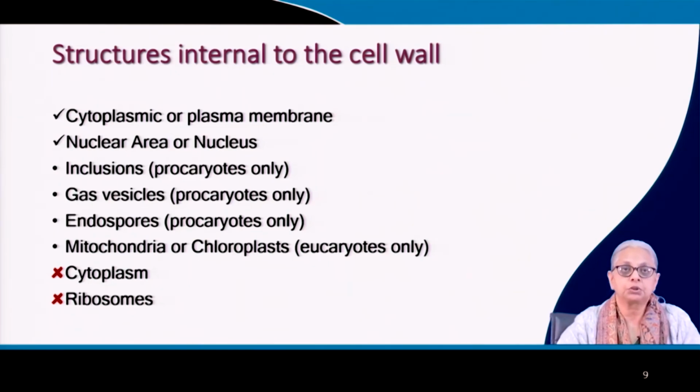Right, so having seen the sizes and shapes of the different types of prokaryotic cells, we now come to another issue, and that is the structures that are internal to the cell. We will take a look at the cell wall later, but we're going to start with the cytoplasmic membrane or the plasma membrane.